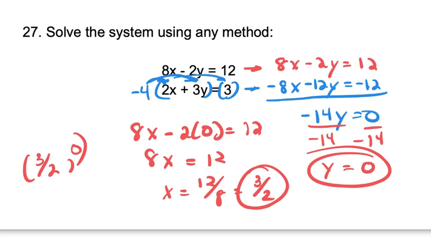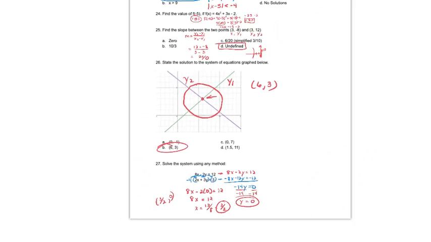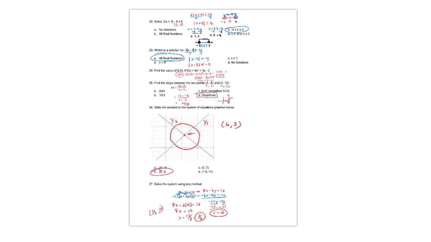Pretty easy, I think. Let me double check that in the other equation. If I plug in y is 0 there, x would be 3 over 2. Yep, so it works. So that was a quick page.